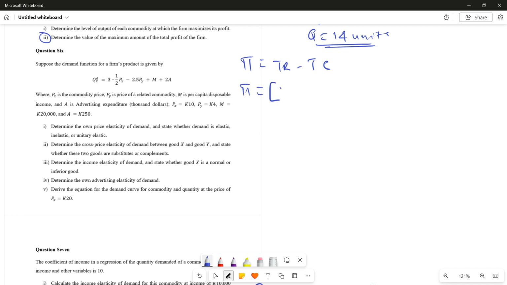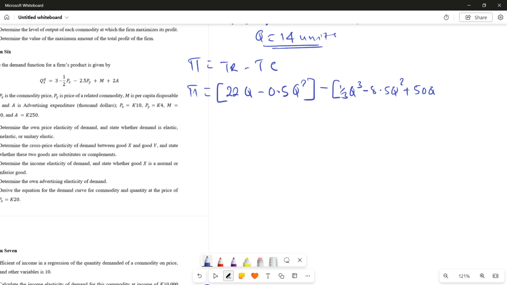Our total revenue function was 22Q minus 0.5 Q squared. This is just the total revenue. Now from this function, we subtract the total cost, which is 1 over 3 Q to the third power minus 8.5 Q to the second power plus 50 Q and then plus 90.